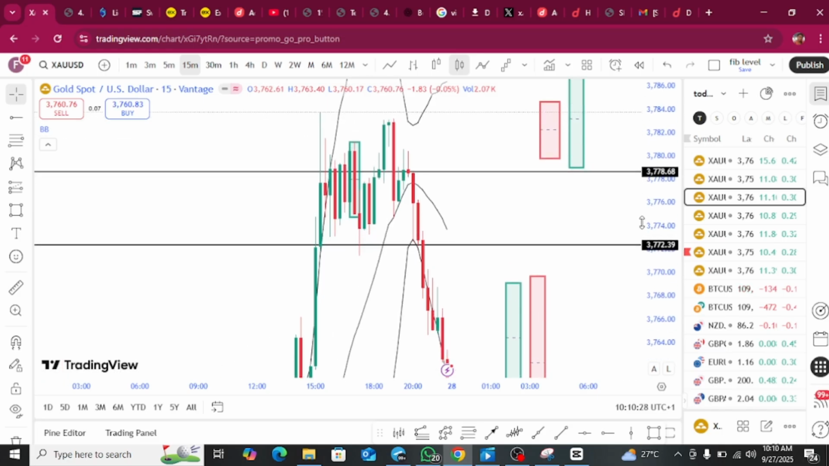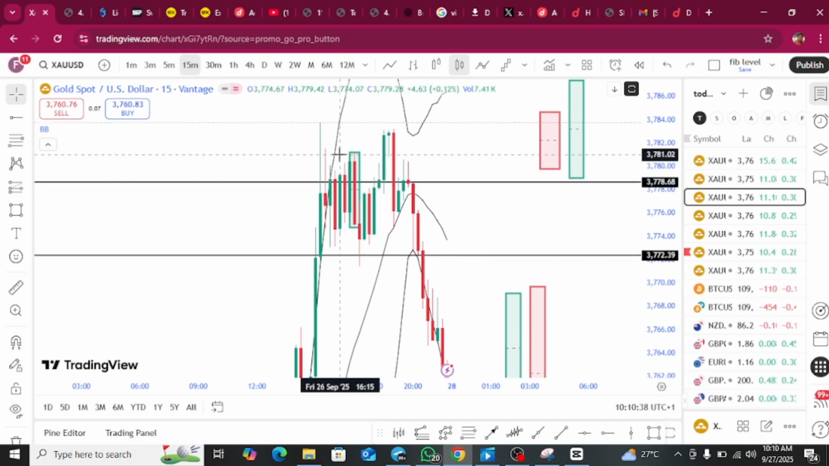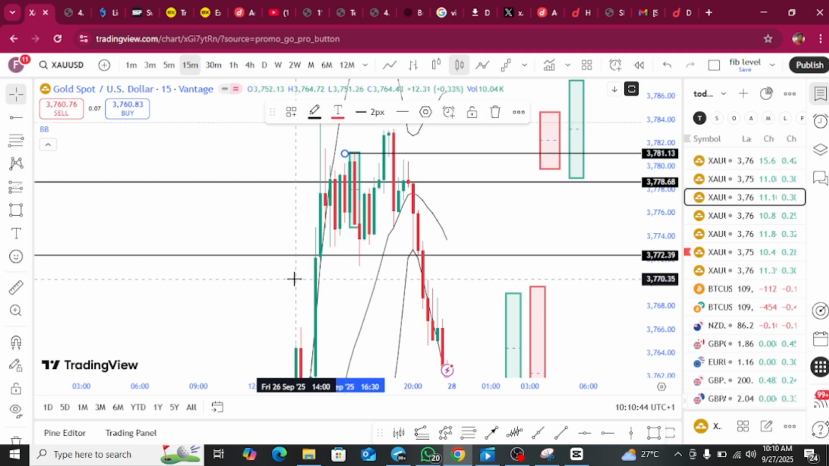That's what I will consider as an engulf. So what will you do? You mark the high of this engulf. You mark the high of it and keep, because that's where you are going to take your entry when price comes back there.